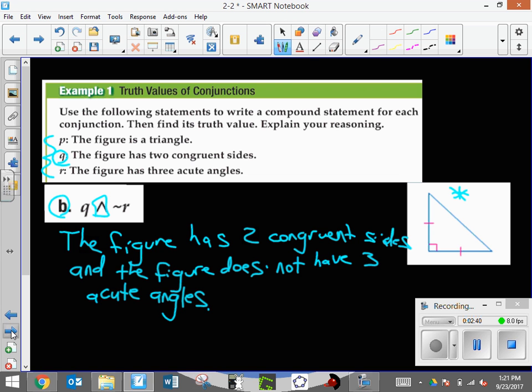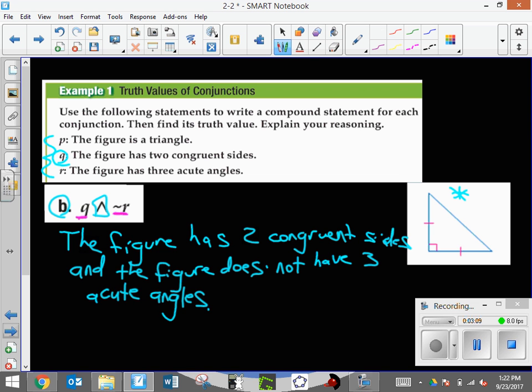Then the second portion is to actually come up with the truth value of this. In a compound statement using the word and, both parts have to be true. In other words, this statement has to be true along with this one in order for the compound statement to be true. If either one of Q or not R is false, then the whole statement will be false.